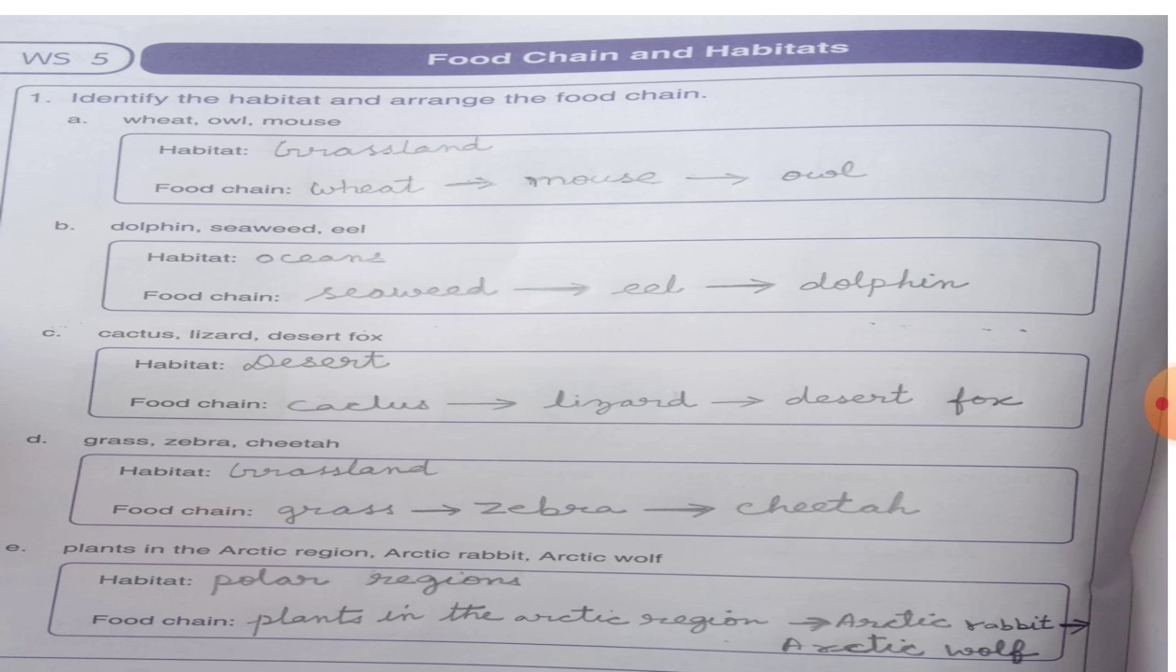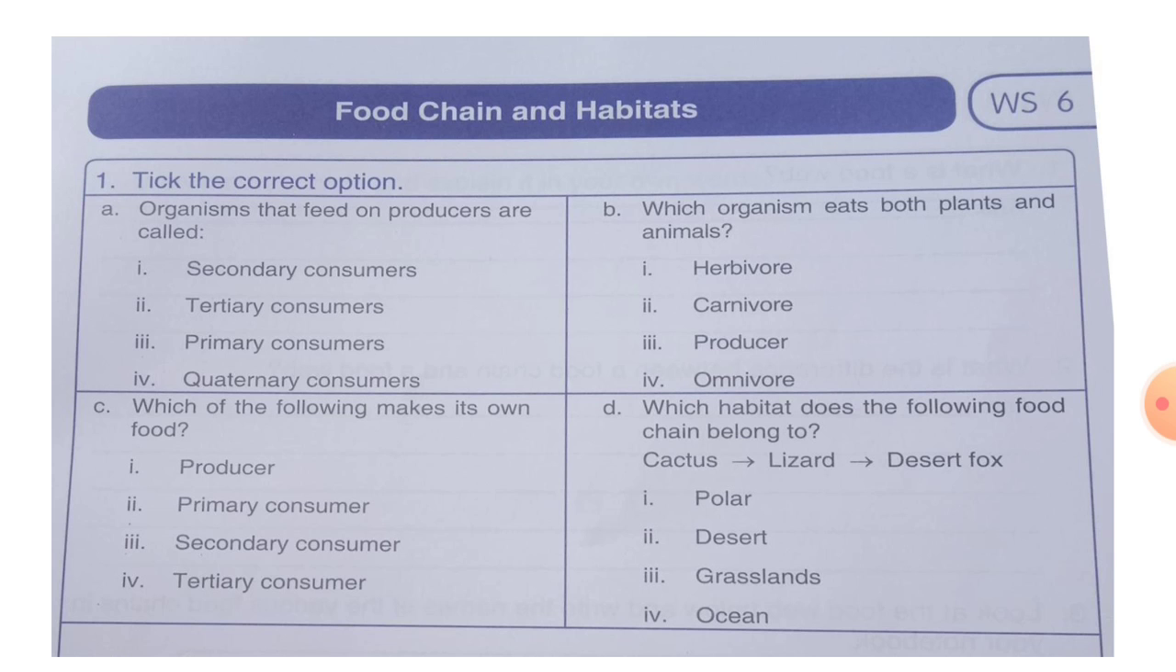E1, plants in Arctic region, Arctic rabbit, Arctic wolf. So this is polar habitat. You write polar region. Food chain: plants in the Arctic region are eaten by Arctic rabbit, and Arctic rabbit is eaten by Arctic wolf. Now, next question is multiple choice question. You have to tick the correct answer.